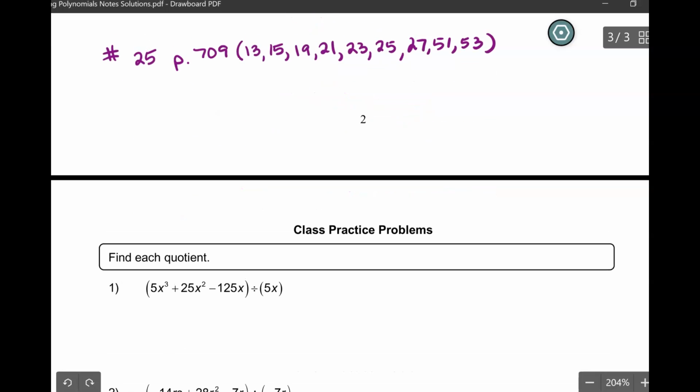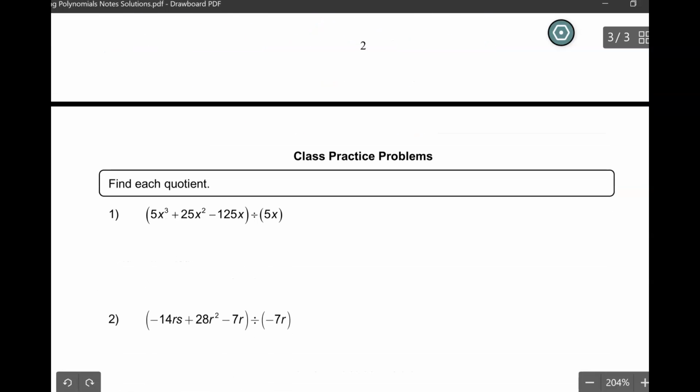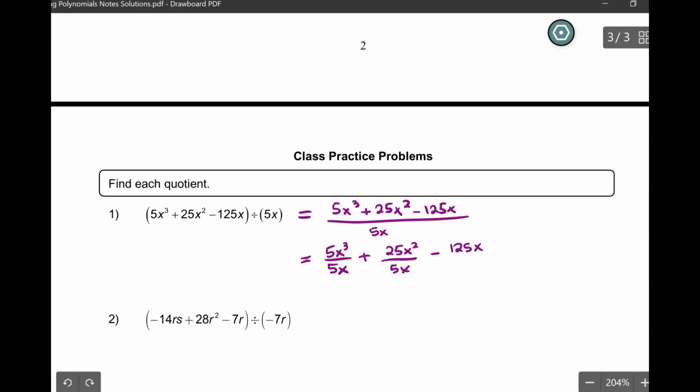Okay, so if you need more practice, we'll take a look at the ones on this page. So I have 5x cubed plus 25x squared minus 125x, and we want to divide this all by 5x. Now this is a monomial, so this is the one that we have to split up. So we're going to have 5x cubed over 5x plus 25x squared over 5x minus 125x over 5x. So we're left with, the 5's will cancel, so x cubed over x to the first is x squared, plus 25 divided by 5 is 5, x squared over x is x to the first, minus 125 divided by 5 is 25.